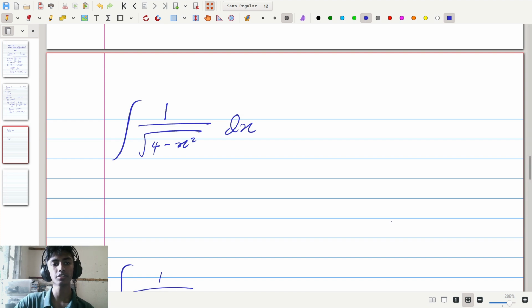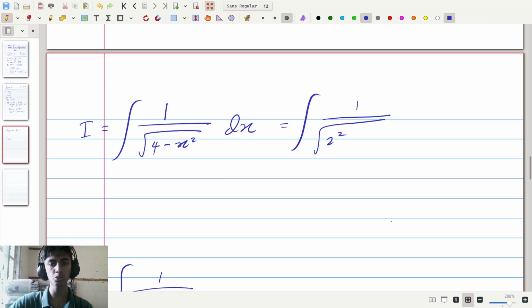So then, let's consider first this integral here. We'll call it I. I is the integral of 1 divided by the square root of 4 minus x squared with respect to x. Here we can see this is also the integral of 1 divided by, we can rewrite 4 as 2 squared. So then we have 2 squared minus x squared.